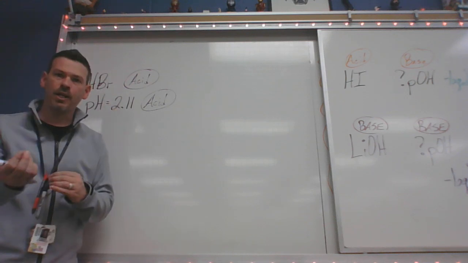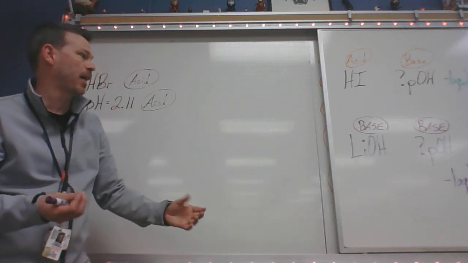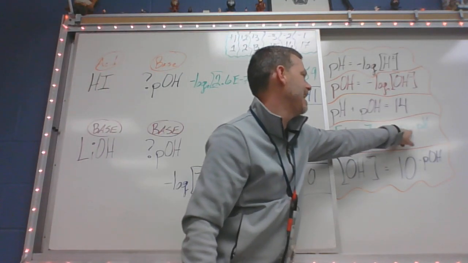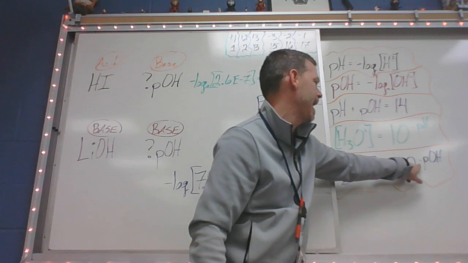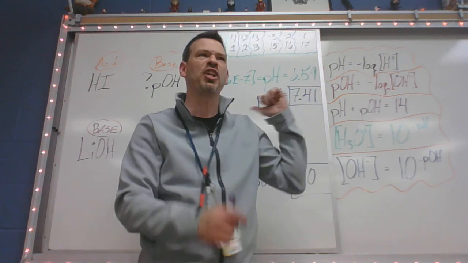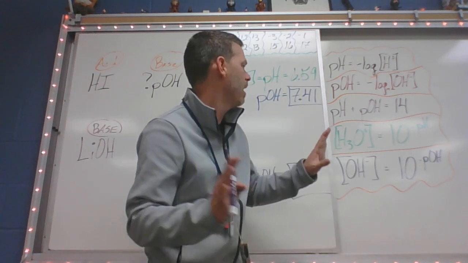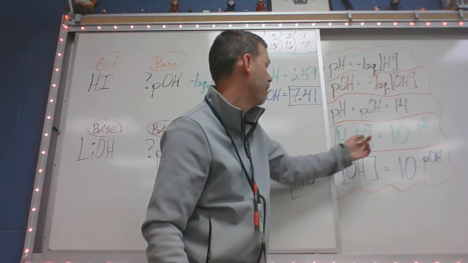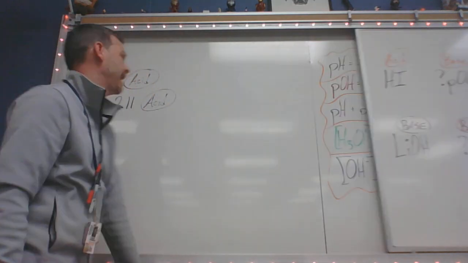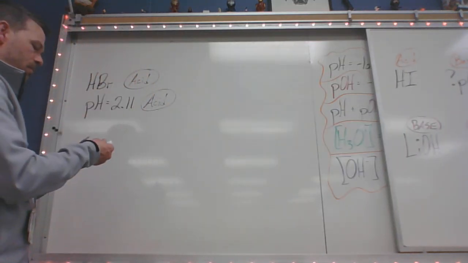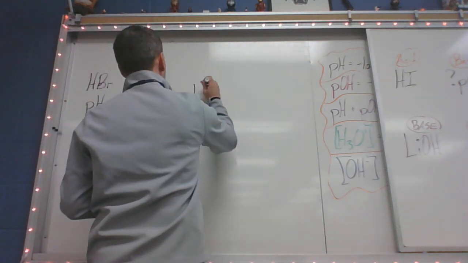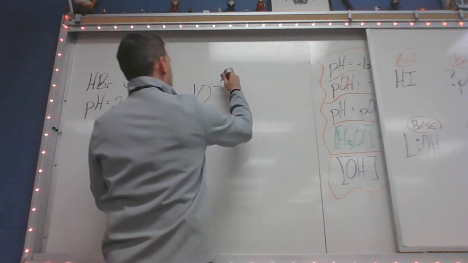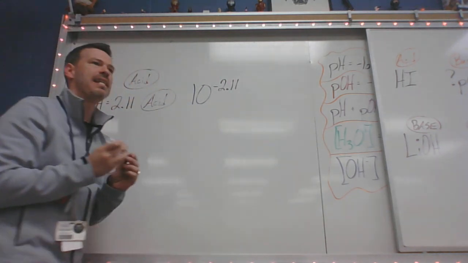In order to turn a pH into a molarity, the other direction, for an acid, it's 10 to the negative pH. For a base, it's 10 to the negative pOH. If they mismatch, which is not happening here, we'll fix it. But if I go 10 to the negative pH, which I have this time, then it will give me an acidic molarity. So we want to go 10 to the negative 2.11.